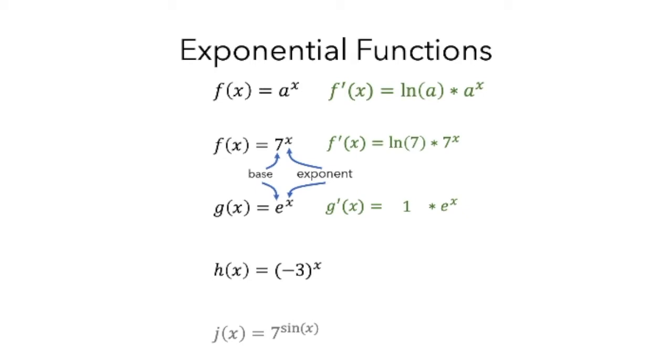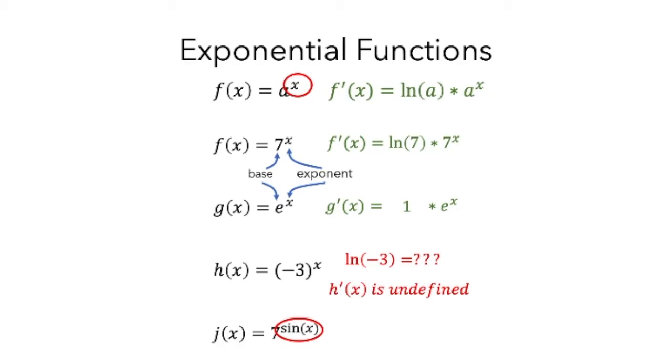If you look at h of x, it has a base of -3 and an exponent of x. But if you try to use the rule to find the derivative of h of x, you run into trouble because the natural log of a negative number is not a real number. So you cannot use the rule with h of x to find the derivative. If you look at j of x, the base is a positive number. However, the exponent is sine of x. And our rule only applies when the exponent is a variable, not another function. So it does not work here.